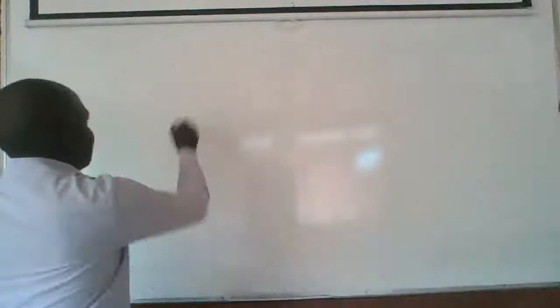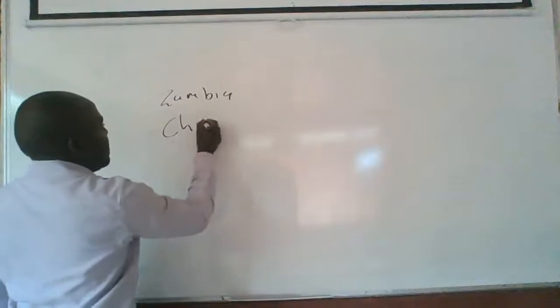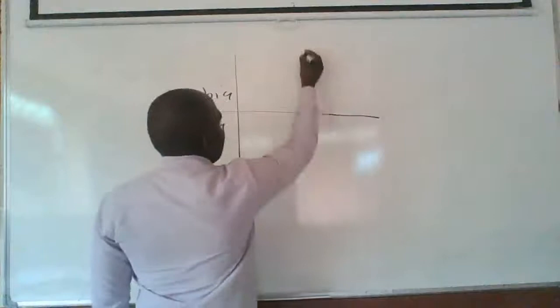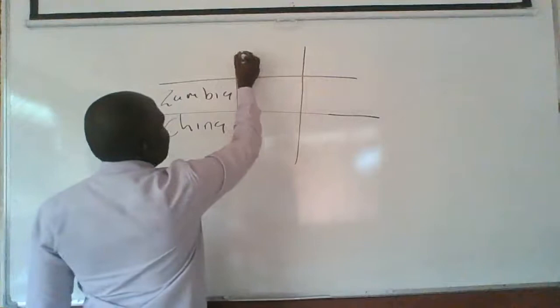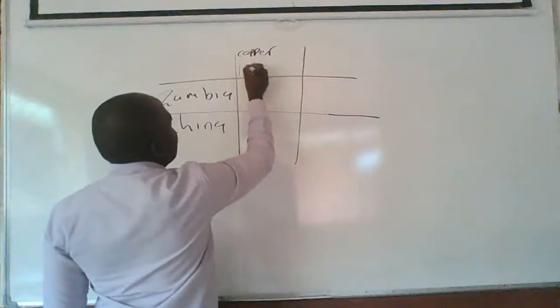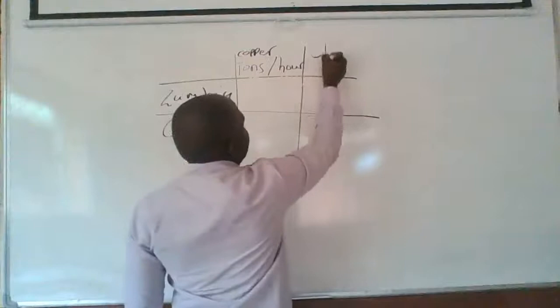Let me take you through a numerical example where we are going to see how we can measure absolute advantage for the two nations. So we still maintain Zambia and China. Let's assume that, let's have Zambia here, and then we have China here. So if we assume that we have two commodities, we have copper measured in tons per hour, and then we have clothes measured also in tons per hour.